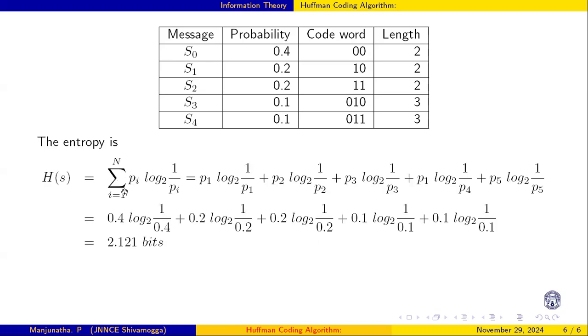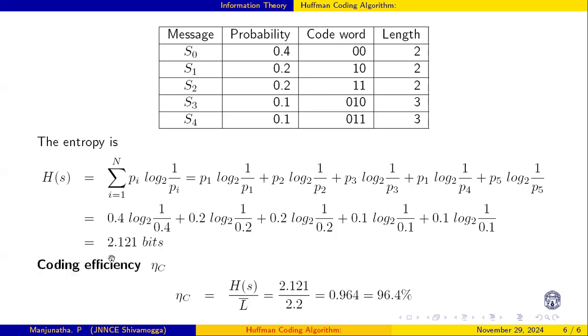Next, the entropy is the summation of p_i log base 2 of 1 by p_i. In this case, the probability is 0.4, log base 2 of 0.4, 0.2 log base 2 of 0.2, and similarly the other steps. The last one is 0.1. This will be 2.121. And efficiency is entropy divided by average code length, that is 2.121 divided by 2.2. It is 96.4%.